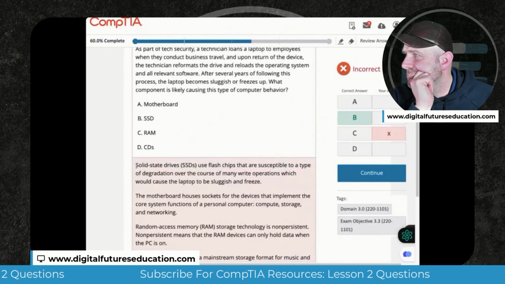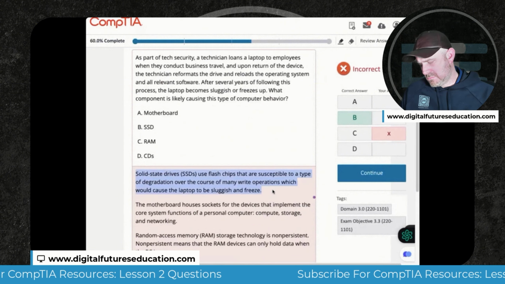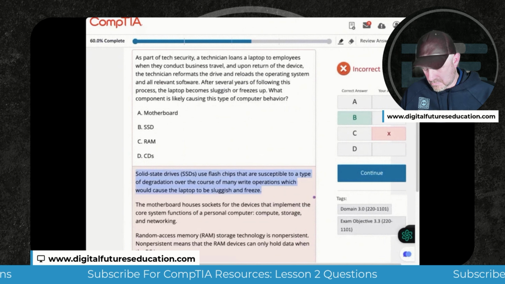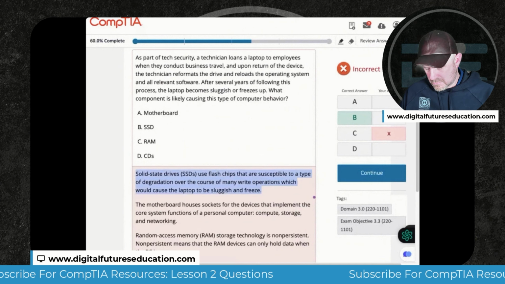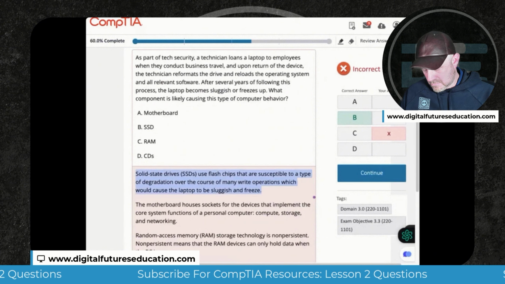So they're saying solid state drives. A lot of people get that wrong the first time. They use flash chips that are susceptible to a type of degradation. It's not even something that we include a lot in the chapter. Over the course of many write operations, which cause the laptop to be sluggish and freeze. So that's kind of a little tricky one.